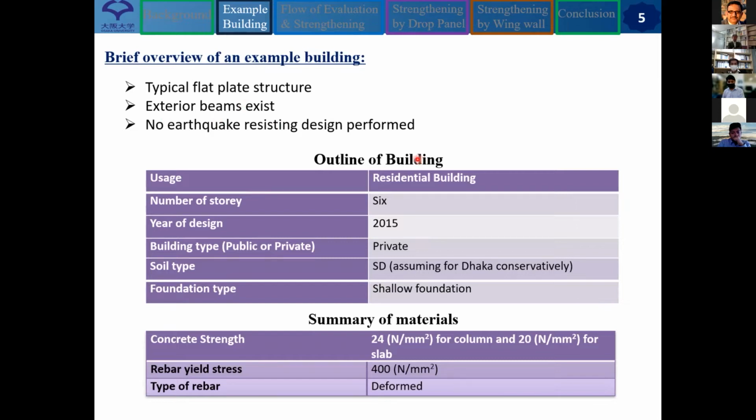The outline of the building: it was a residential 6-story private building constructed in 2015. We did not get the soil data, so we are conservatively assuming SD for Dhaka. From the materials, the concrete strength was around 24 MPa for columns and 20 MPa for slab. For rebar, the yield stress was 400 MPa, and the type was deformed rebar.